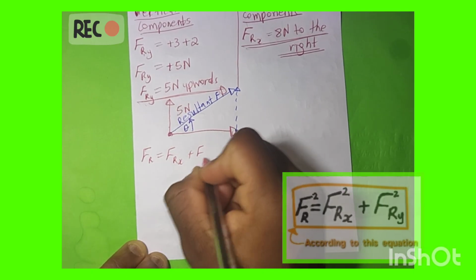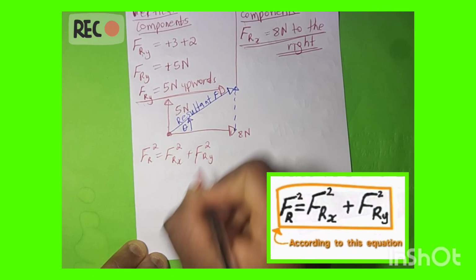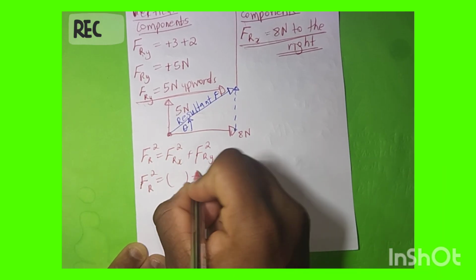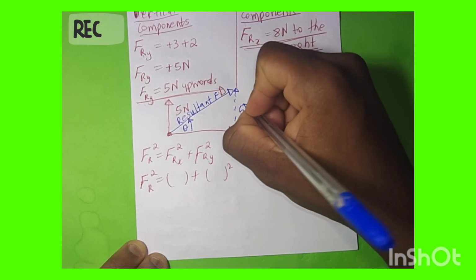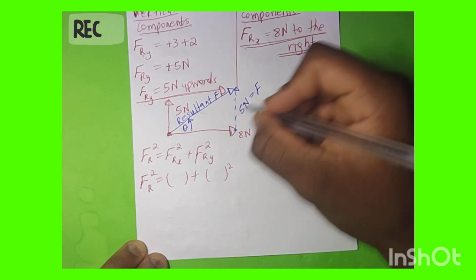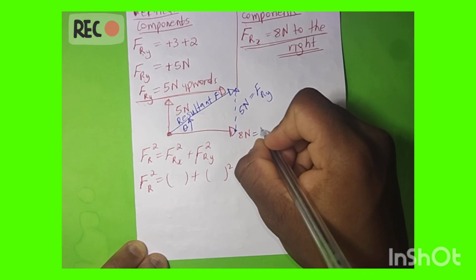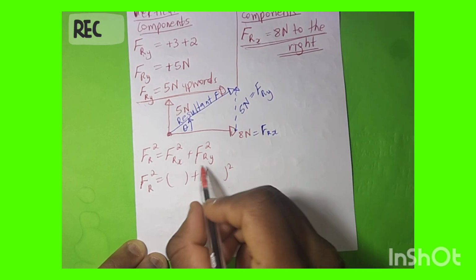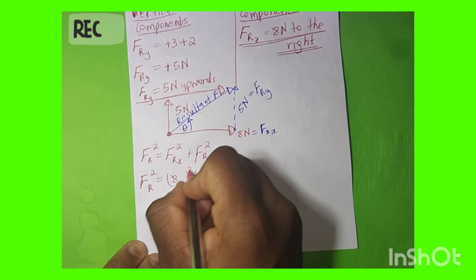R squared equals Rx squared plus Ry squared. Then I substitute here, and when I substitute, I can include those directions. So here it's 5 Newtons, that one is my Ry, and this one is Rx. Then I substitute here, it's positive, and here it's positive, squared.